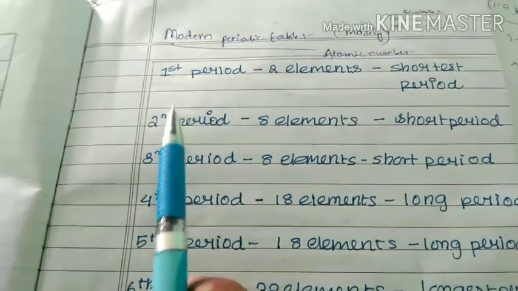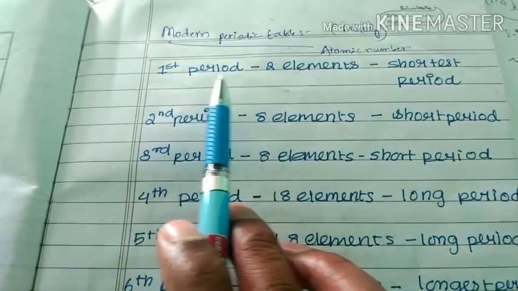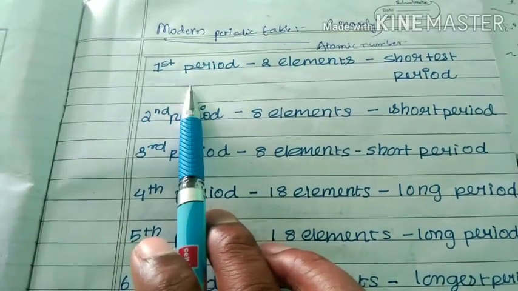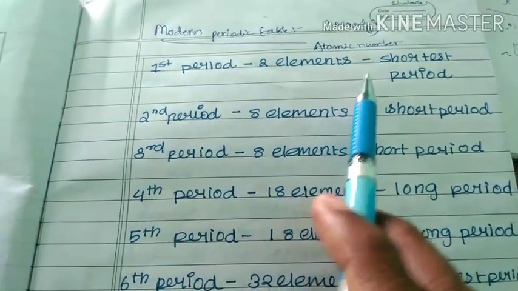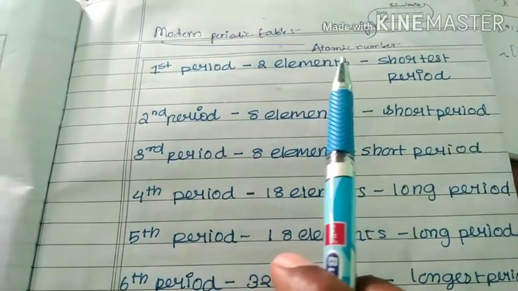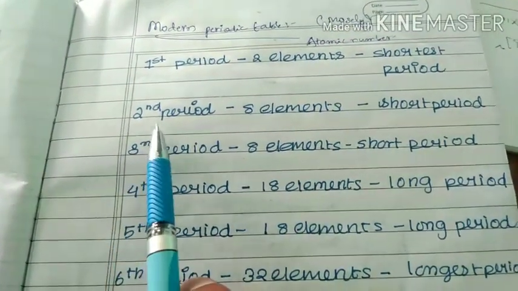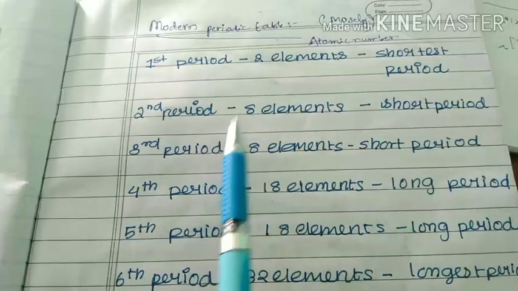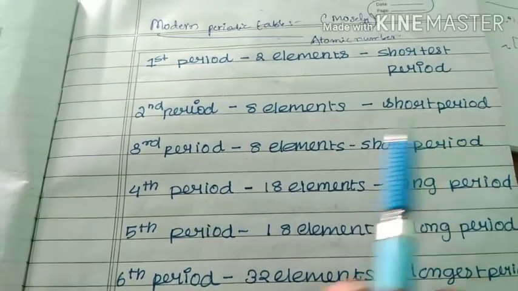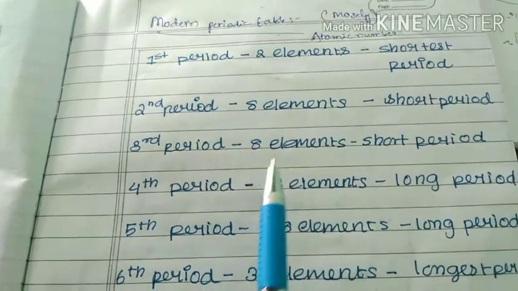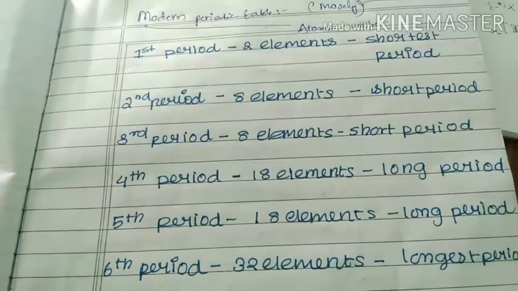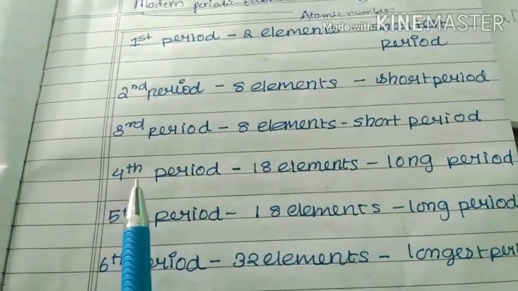See, in this periodic table, the first period contains 2 elements. That is why it is called the shortest period, because it contains only 2 elements. The second period contains 8 elements. That is why it is called a short period. The third period also contains 8 elements, so it is also called a short period.